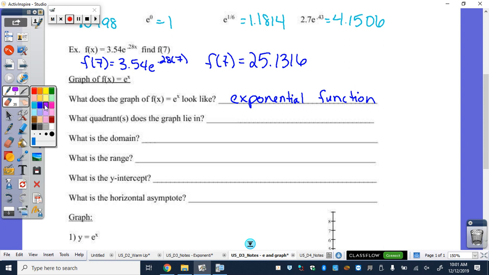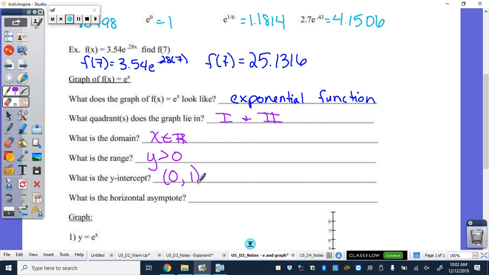So what quadrant does it lie in? It lies in 2 of them. It lies in quadrants 1 and 2. So what's its domain? X is all real numbers. What's its range? Y is greater than 0. Our y-intercept? Still 0, 1. Horizontal asymptote? Still at y equals 0. So it's all the same exact properties as our other exponential functions, even though it represents a decimal.